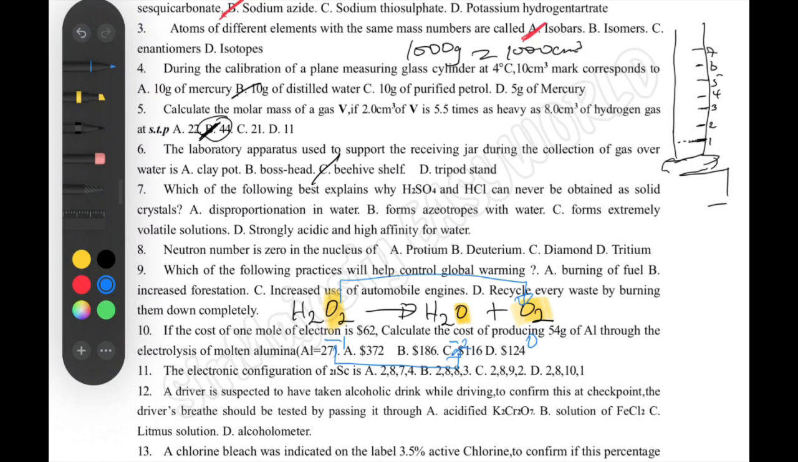So it doesn't connect to question number 7. So option A is off. Then B says forms azeotropes with water. Yes, that's the correct answer. Azeotropes are constant boiling mixtures. Mixtures of two liquids that boil at constant composition, meaning you will heat them, water will go. At a stage, water cannot go without taking that molecule out.